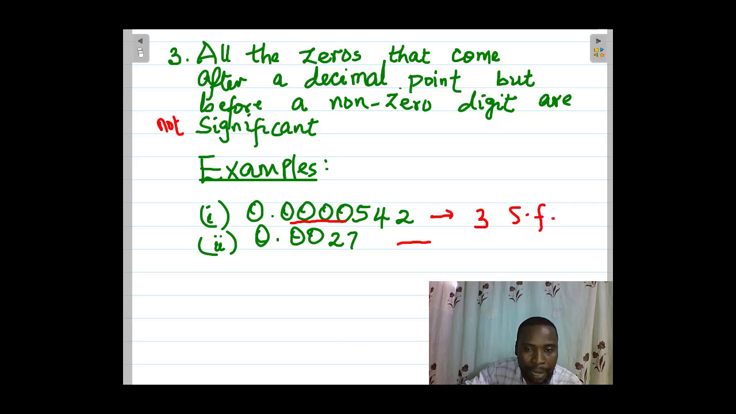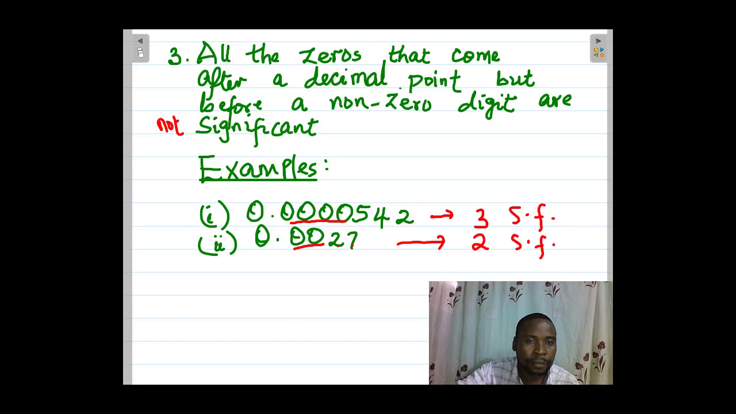The same thing applies to this second one. These 2 zeros here come after a decimal point, but there's no non-zero digit before them. Because of that, there are only 2 significant figures here. We have 2 and we have 7. So there are only 2 significant figures here.